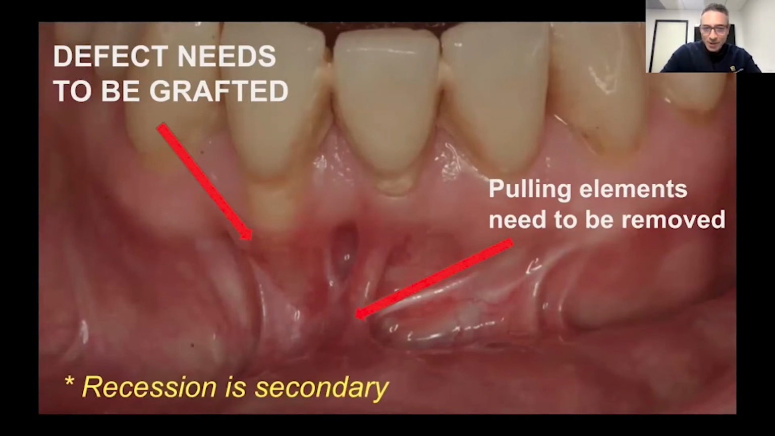The recession, because we are thinking always about recession. How am I going to fix this recession? And the patient as well. I have the recession. How am I going to fix that? Okay, time out. Recession is secondary.